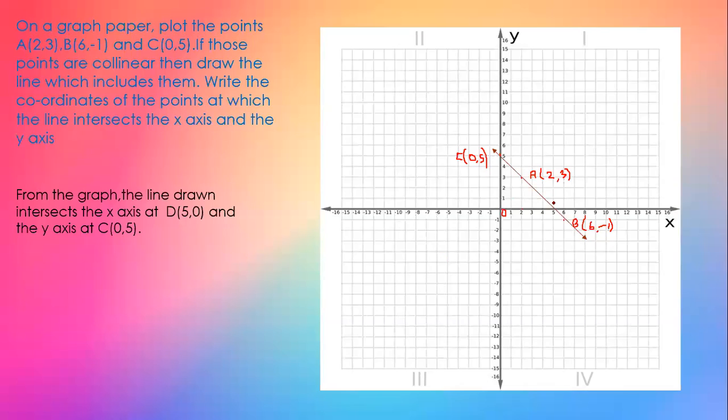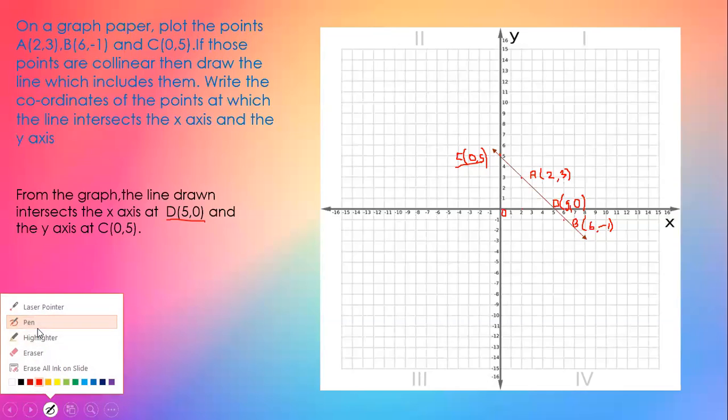We will write this point as point D. And tell me the coordinates of point D. Since it is on the x-axis, the first coordinate is 5 and the y coordinate is 0, since it is on the x-axis, right? So the coordinates are 5, 0. And on the y-axis, we can see the coordinates 0, 5 and the point name is already given as C. So we will write C (0, 5).